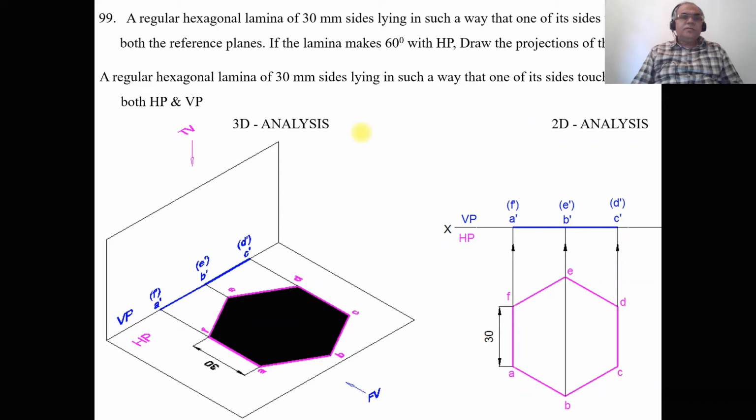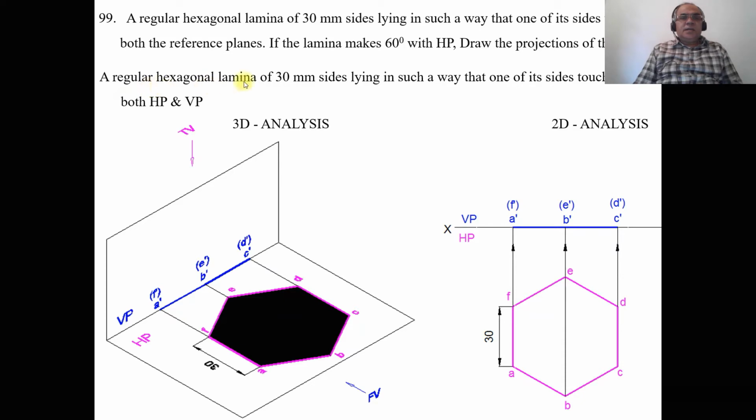Now, in this video, we are going to take up one more problem on projections of laminas, and see how to analyze and solve this problem by using the sketchbook. Problem number 99 reads: a regular hexagonal lamina of sides 30 mm is lying in such a way that one of its sides touches both the reference planes. If the lamina makes 60 degrees with HP, draw the projections of the lamina.